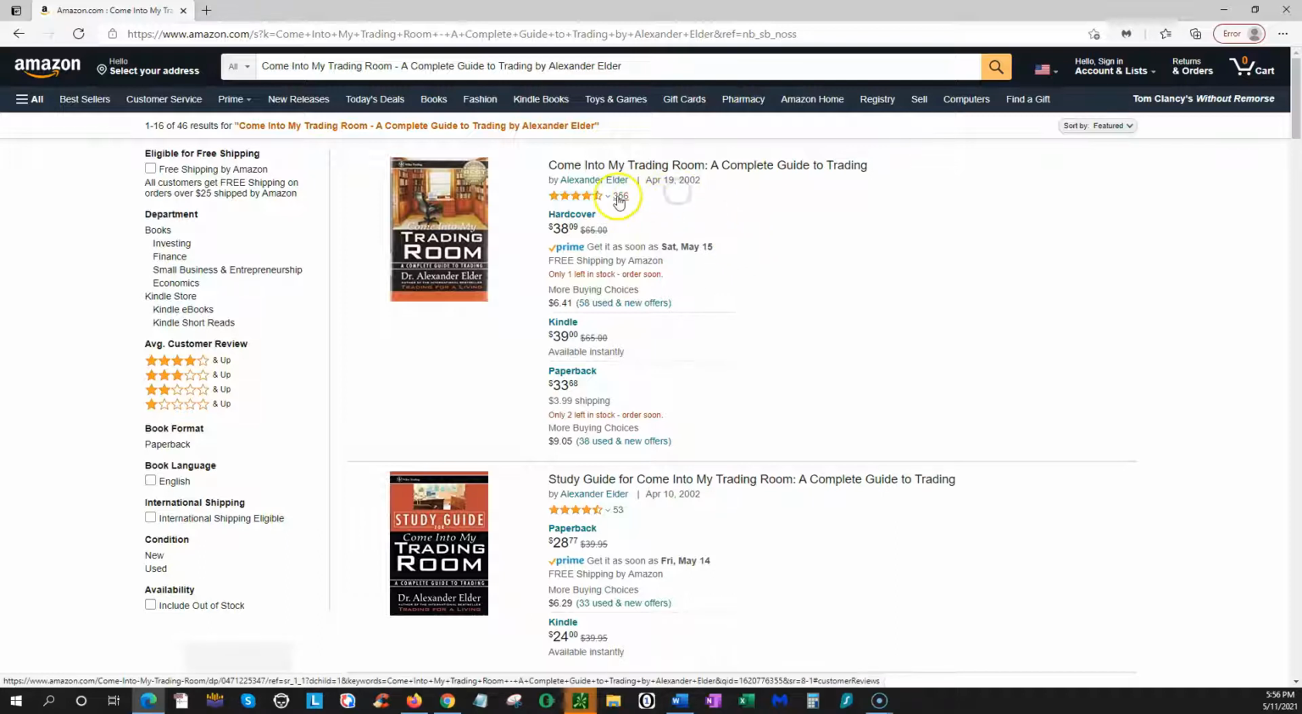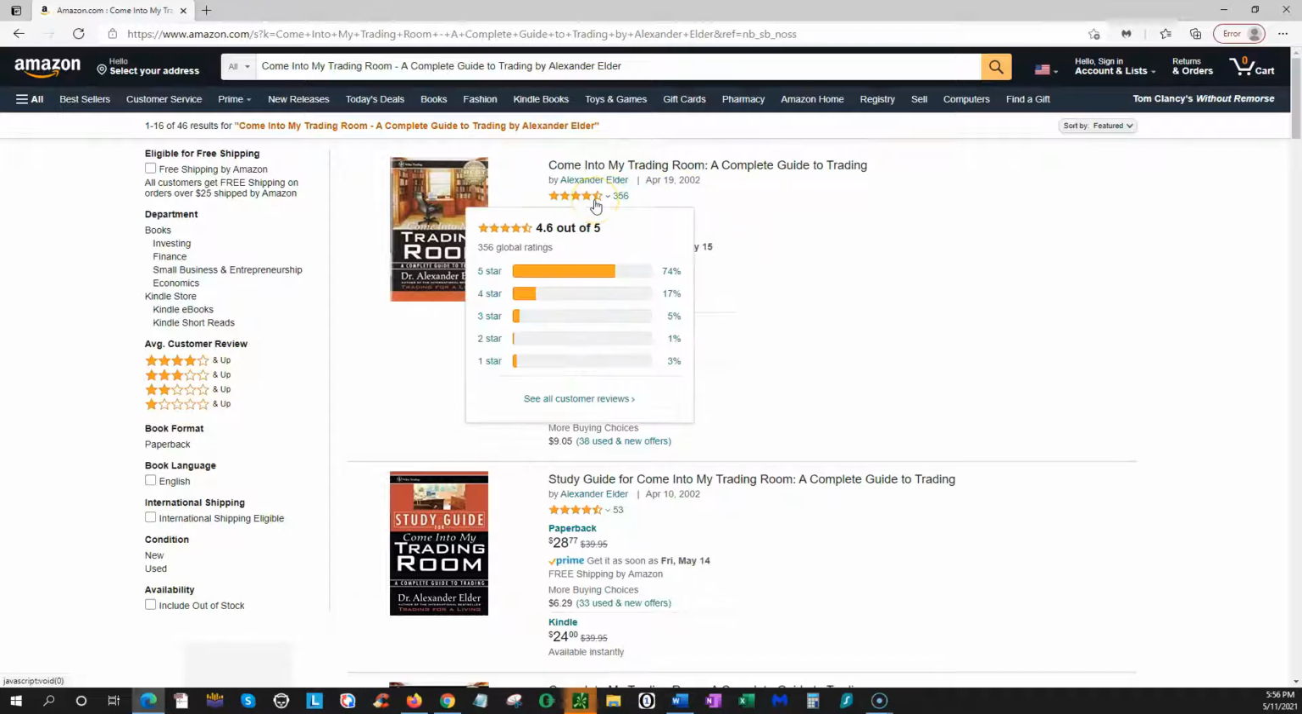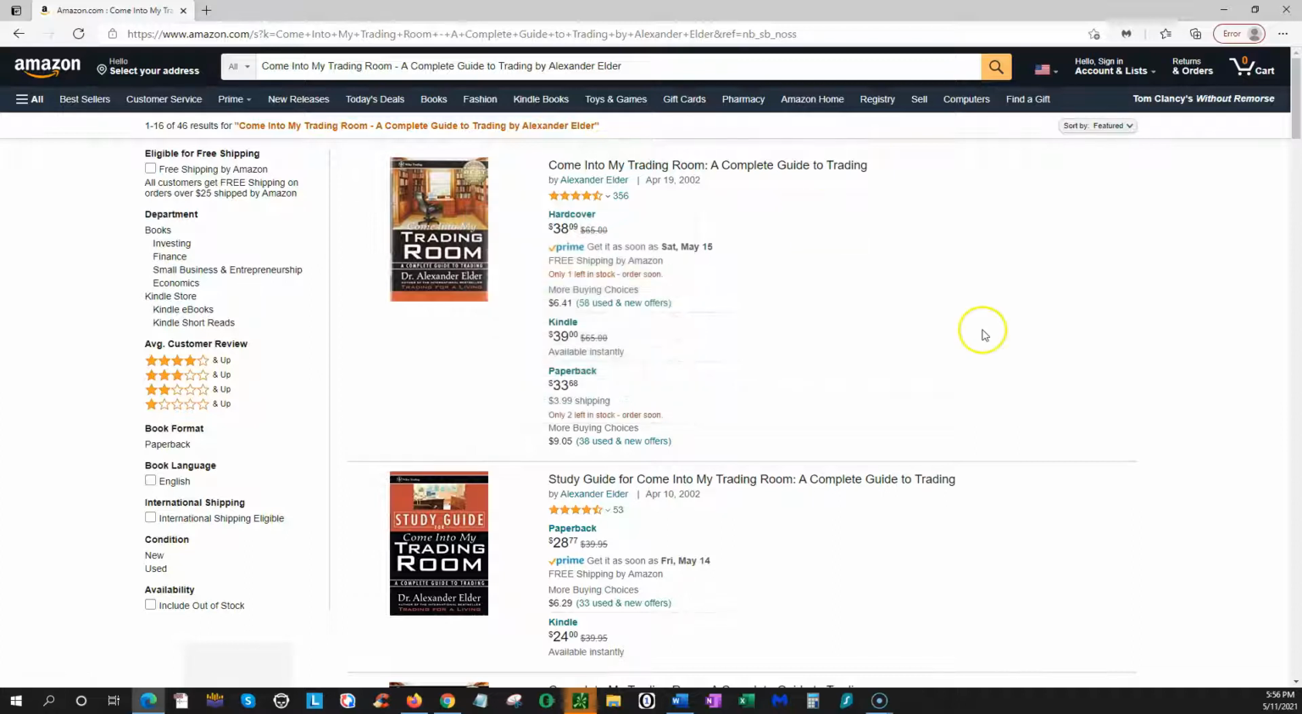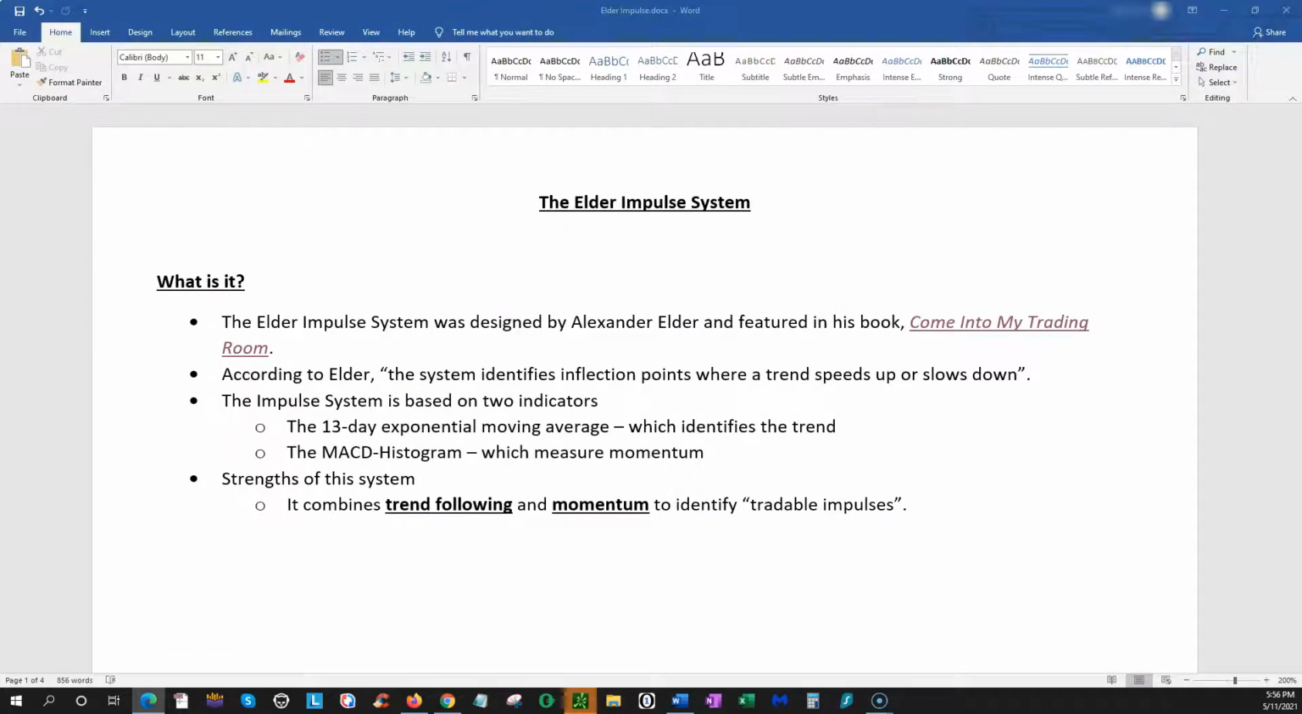I mean, you could see right here, just from the ratings, 4.6 out of 5 stars. I see a lot of trading books that don't even have 3 stars. So you know there's 356 people at least who have read this book and said it's amazing. I'm telling you, it's amazing. Definitely check it out. For $7, you can't lose no matter what. And this gentleman who wrote that book is the same guy who created the system we're going to talk about.